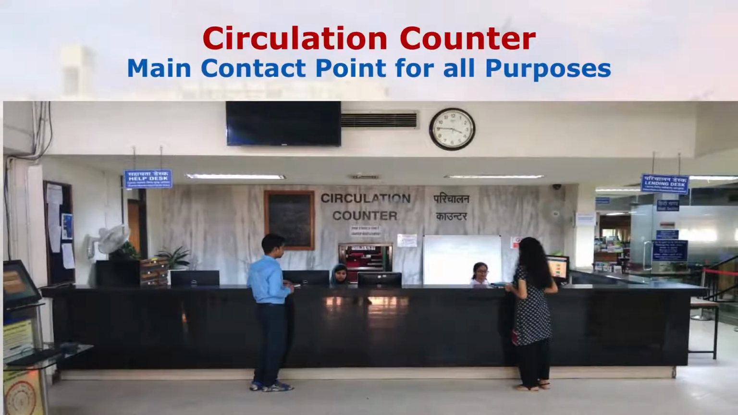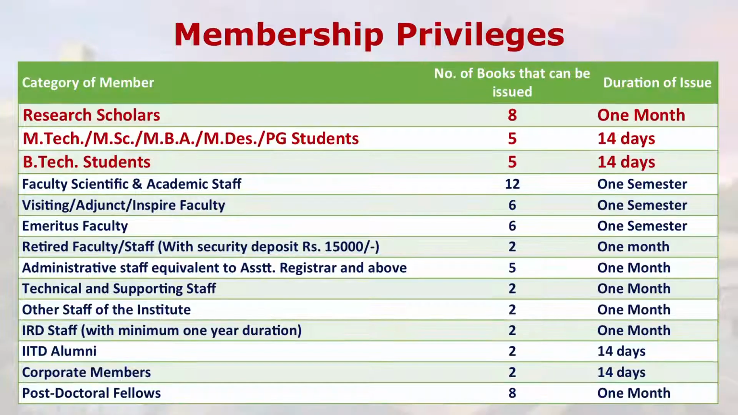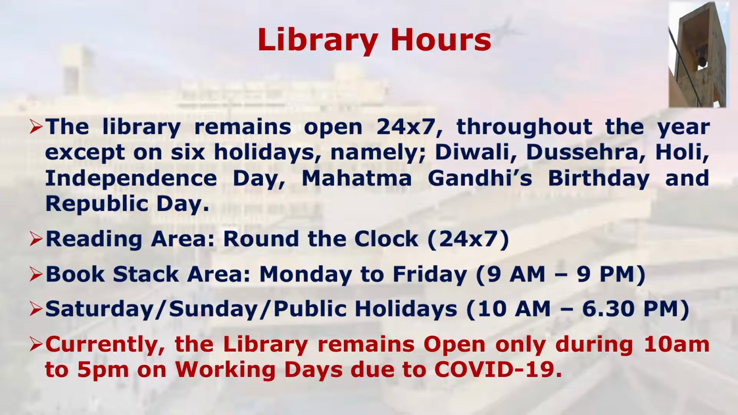For the different categories of users, we have given different privileges, and based on the categories, they will get a different number of books for different periods. Research scholars can get 8 books for a period of 1 month, PG students like MTech, MSc, MBA, MDAS will get 5 books for 14 days, and for BTech also 5 books for 14 days. Our library can open 24/7 throughout the year.